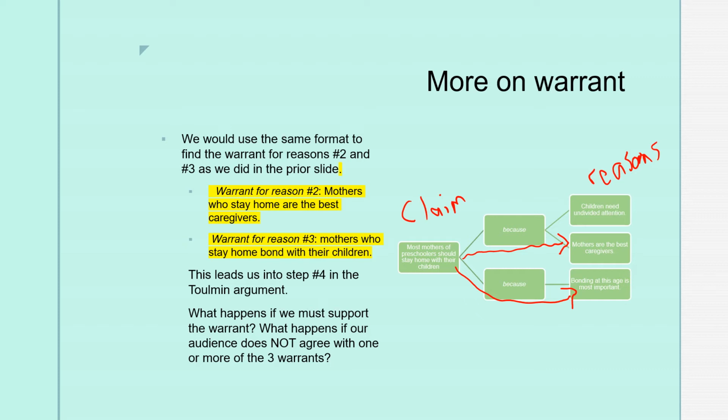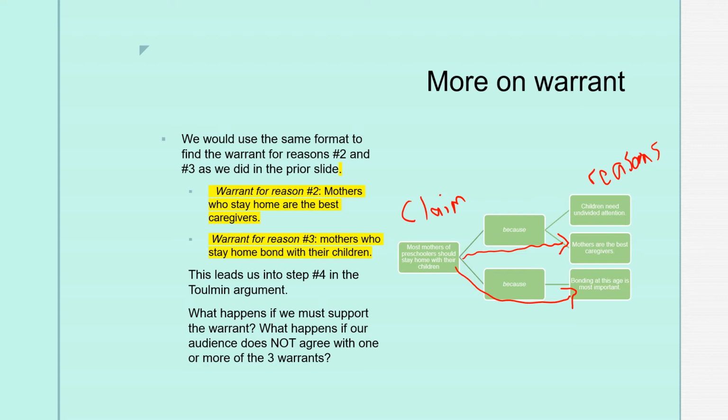However, the warrant is not just that mothers are the best caregivers. That's the reason that supports the claim. What is unstated, connecting the claim that most mothers of preschoolers should stay home with their children to mothers are the best caregivers, is mothers who stay home are the best caregivers. That's what's connecting the claim about preschooler mothers staying home with the assertion that they're the best caregivers. And then reason 3, bonding at this age is most important. Similarly, the warrant is mothers who stay home bond with their children.